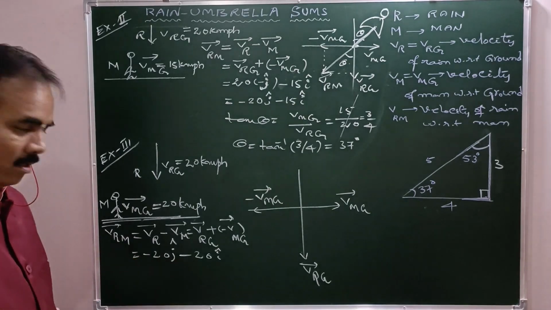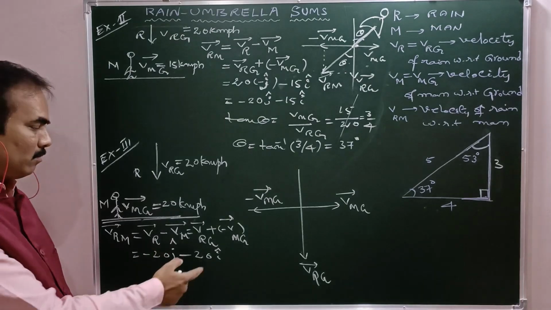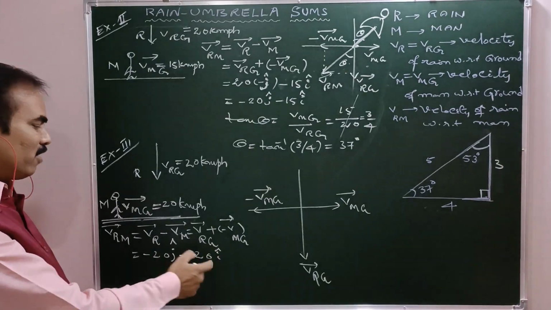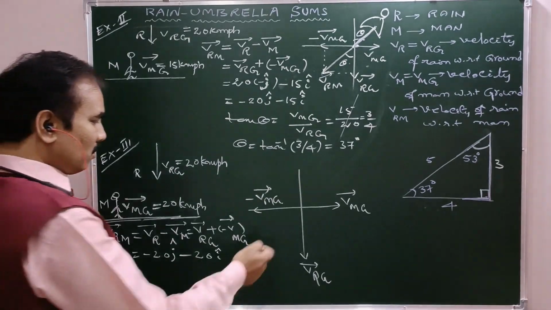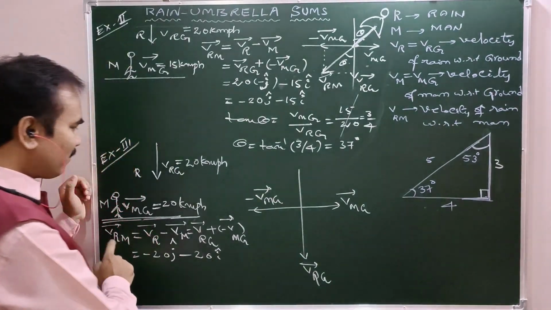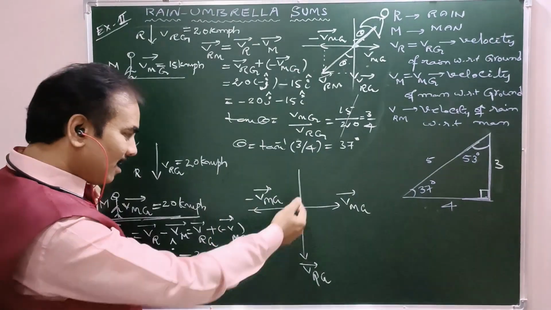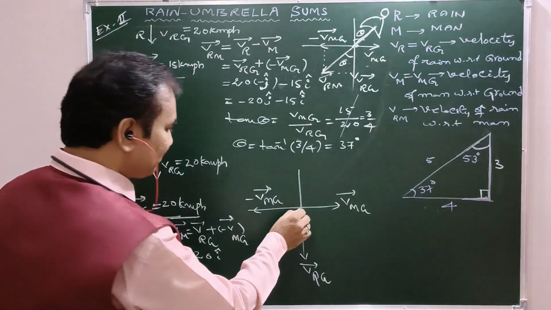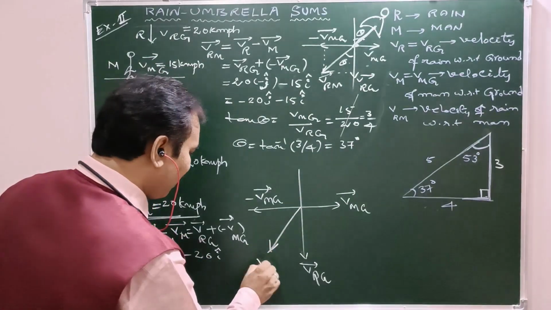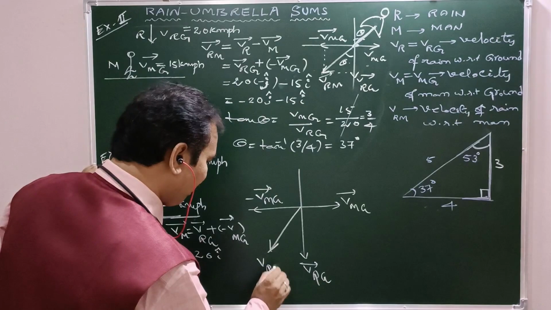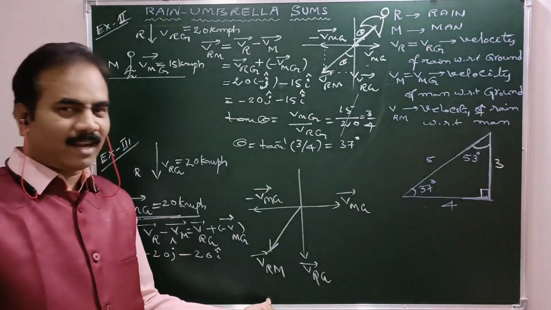How can you say? Means here both x component negative, y component also negative. Means both unit vectors negative: minus i cap, minus j cap. So we came to know that this vector must lie in between these two parent vectors such that lying in third quadrant. Line once again. So this is VRM bar, velocity of rain with respect to man, right?